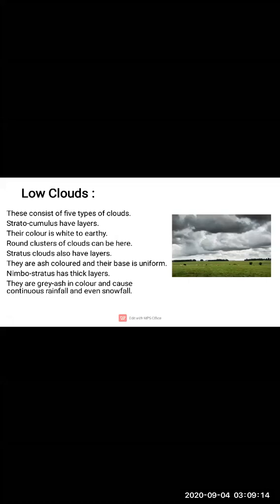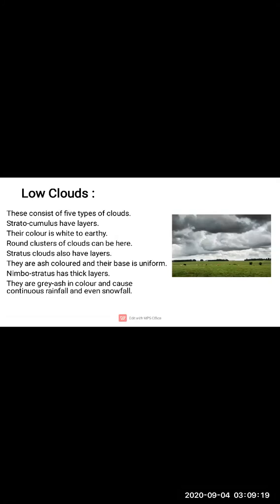Next one, nimbostratus. Nimbostratus clouds have thick layers, children. They are gray ash in color, and they cause continuous rainfall and even snowfall. So when you observe such gray ash colored clouds, they are nimbostratus clouds, and because of that, continuous rainfall occurs, and sometimes even snow falls.